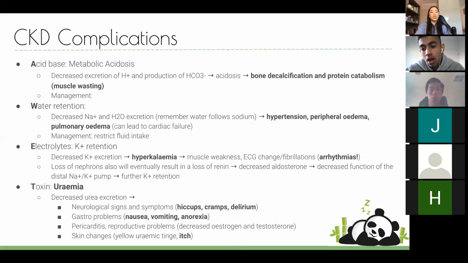So metabolic acidosis: one of the functions of the kidney is to excrete protons and produce bicarb. So if you're not doing those two things, you're going to get acidosis. And acidosis causes bone decalcification, so it's going to contribute to your bone disease, and also protein catabolism. So people with CKD are very cachectic, very wasted and thin, and that's actually because of acidosis. I was going to put management there, but I'll get to that.